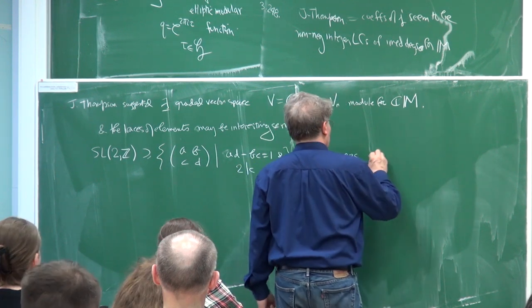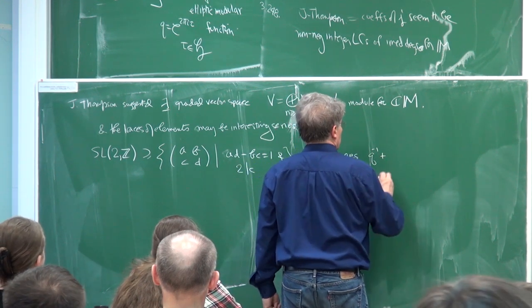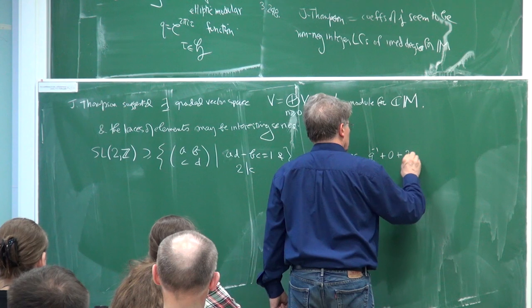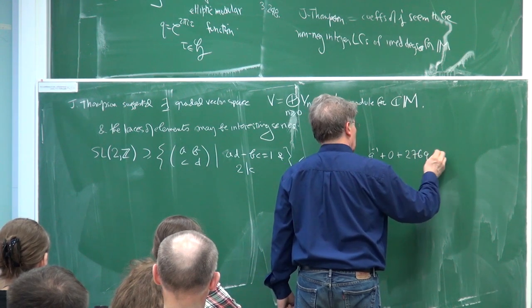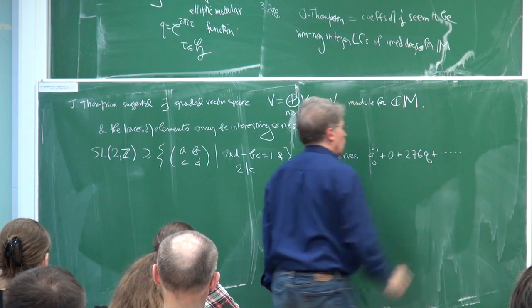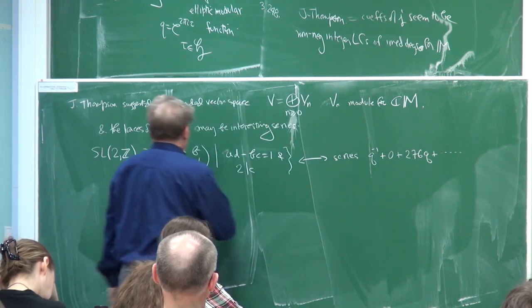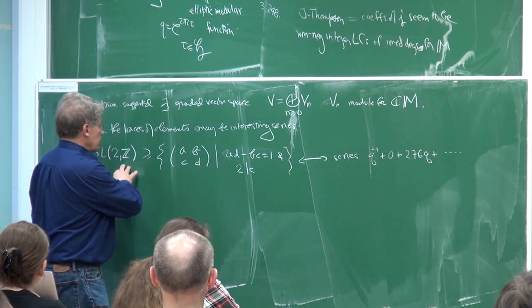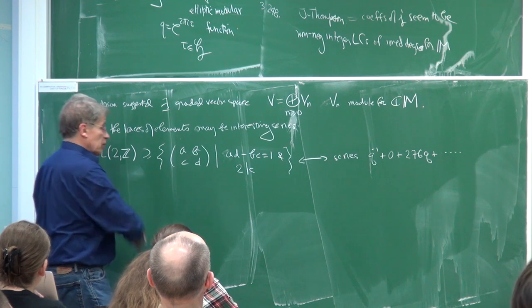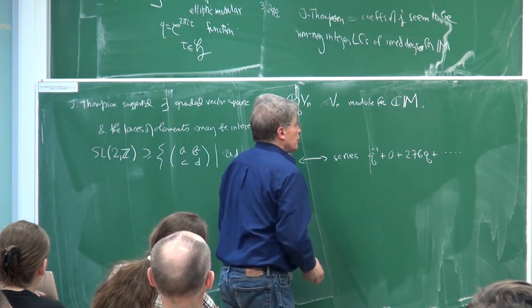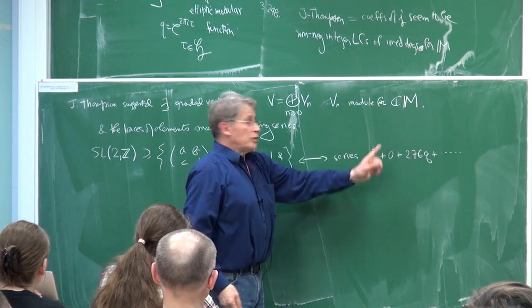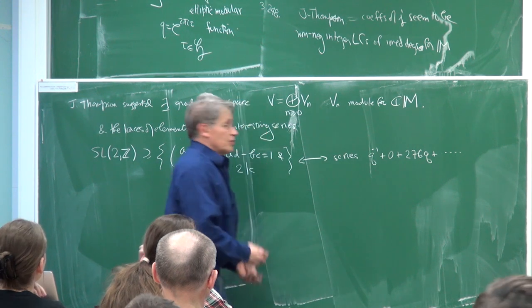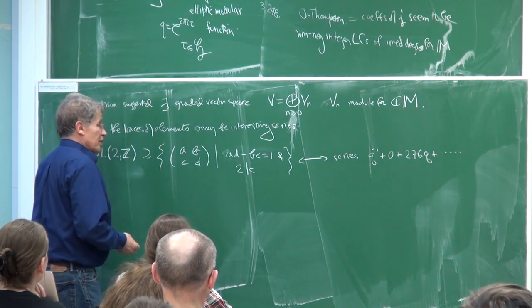Let's see, how does it start? Q inverse plus 0 plus 276, I think. Anyway, I'm afraid I just don't remember many of these examples, but there's some standard discrete groups you can write down that are closely related to this. And you can write down the series, and then you look at the character table of the monster, and you see that these numbers are really traces on modules. So something's going on, and indeed that is the case.